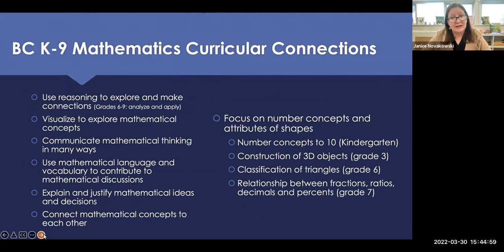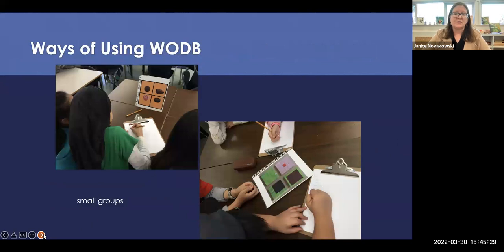These are just some of the curriculum connections. Again, it would depend on what you chose in terms of numbers or shapes or graphs. But you can see the curricular competencies on the left: using reasoning, visualizing, communicating, language and vocabulary, explaining and justifying, making connections. And then the content on the right are just some of the examples from what I've shown you, but there would be many different examples of content connections depending on the which one doesn't belong that you do.